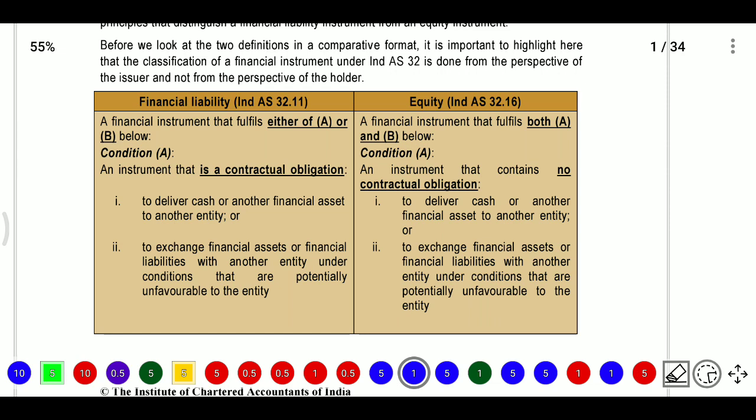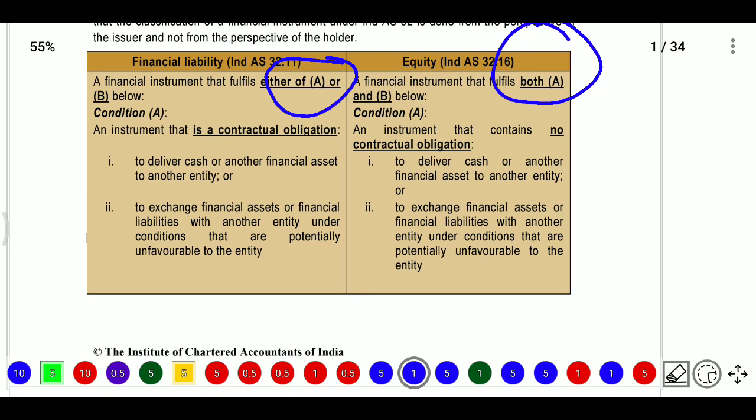In the definitions, we need to satisfy both conditions. If we satisfy both conditions A and B, it will become equity. If we satisfy either A or B, then it will become a financial liability. Now, condition 1 and condition 2. What is condition 1? An instrument that has a contractual obligation.